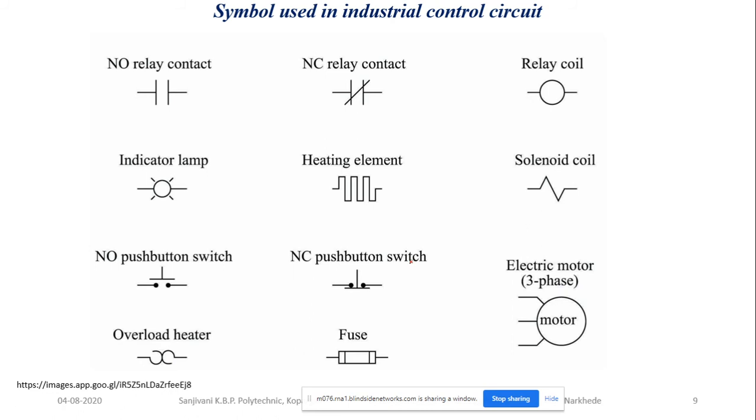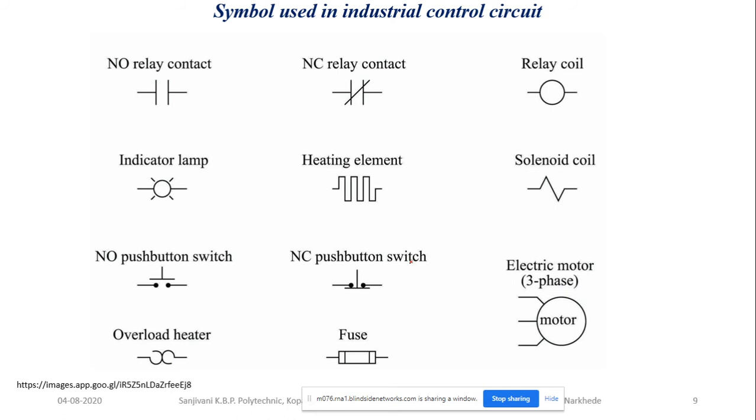In the control circuit we show these devices by using their symbols. We are not supposed to draw the device as it is; if I draw the device, it is quite difficult. So all over the world they have standardized certain symbols, and these symbols can be used globally. The meaning of these symbols is the same throughout the world, everywhere you go.